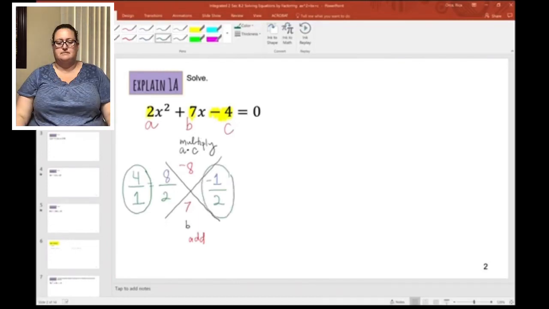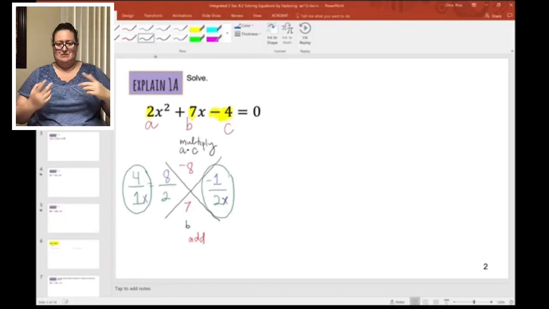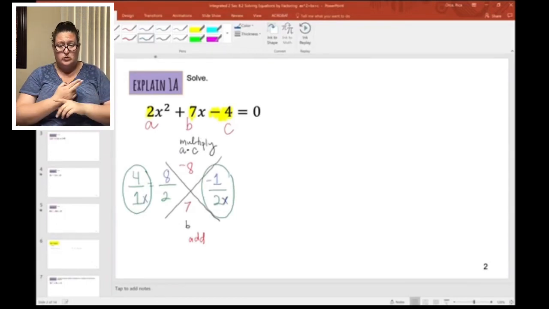Now it's time for us to write out our factors. So I'm going to use the fractions to write them out. At the bottom, I'll put x's. And the reason why I'm putting x's is because when you take the 1x and the 2x, 1x times 2x is going to give us the 2x squared.